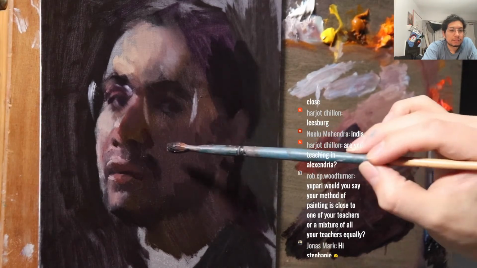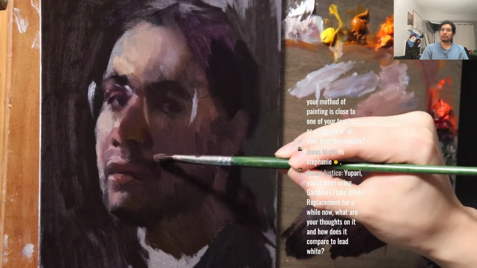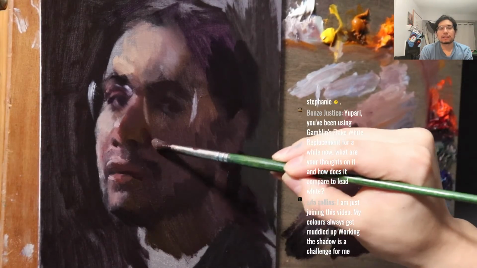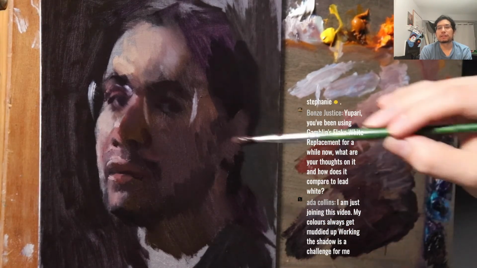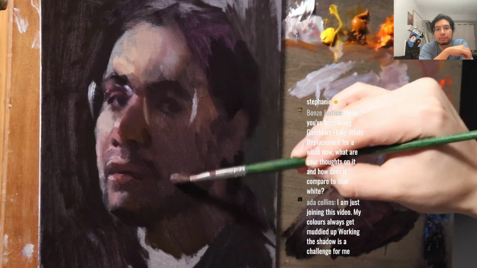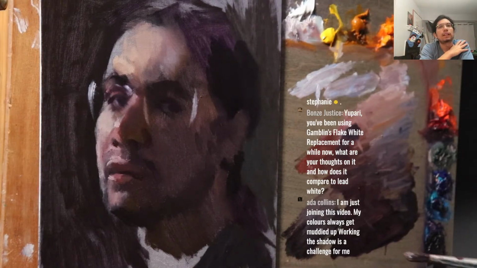Let's see, Rob CP, would you say your method of painting is close to one of your teachers or a mixture of all your teachers? Wow, that's a good question. I'd say it's a mixture of all of them. Paulden Hamilton is the teacher that I've had the most experience with, and he usually does a very quick umber sketch. Well, everyone does it, but I was first introduced to it from him. And he does work the middle stages kind of similar to this, but he starts it differently.